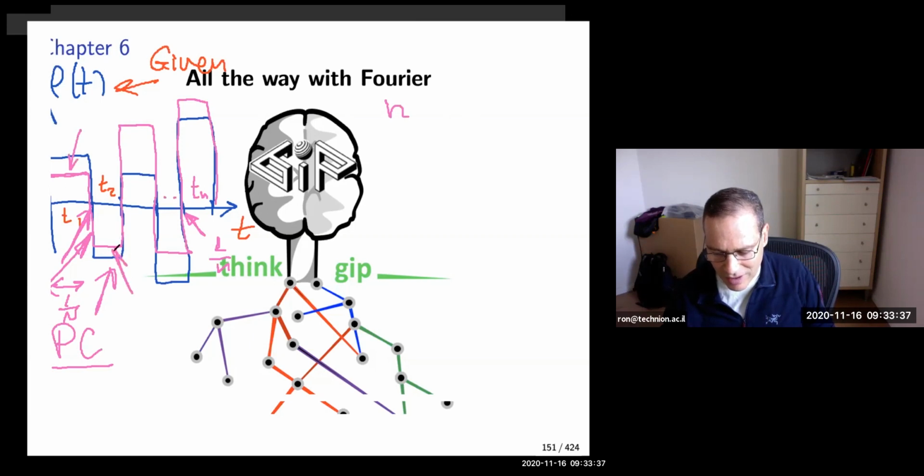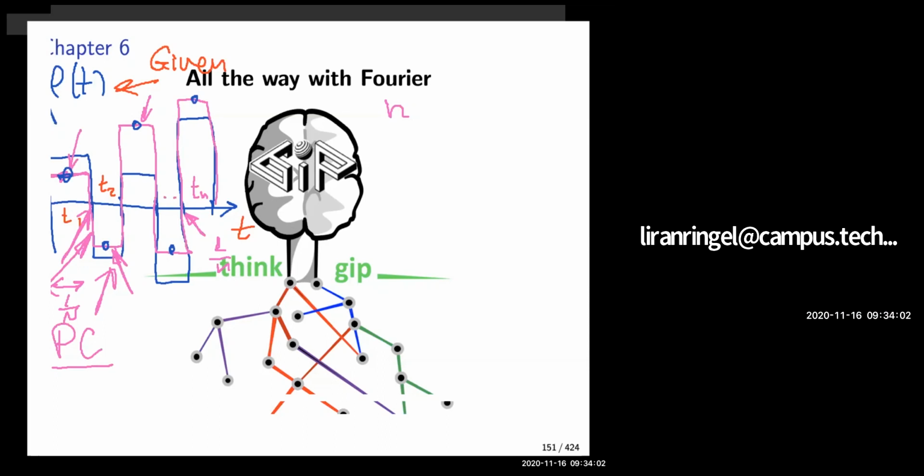So for each and every interval, one number is enough. And if I choose the right values, let's do it in blue, I know exactly how to represent back my signal. What would be the basis that you would use in this case, Liran? The standard basis would be enough.